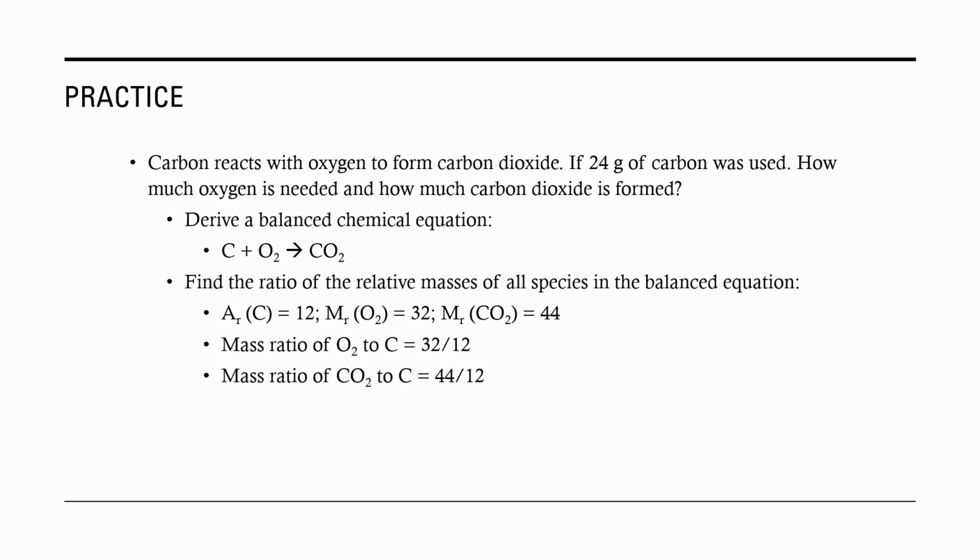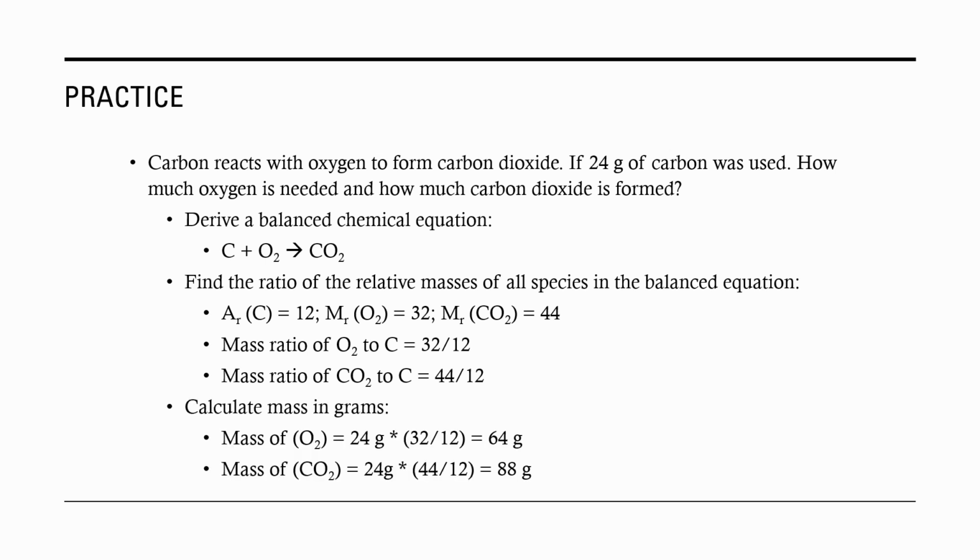And in this question, the species with the known mass is carbon. So we want all the mass ratios to be relative to carbon. So we can see that the mass of oxygen used is 32 over 12 times that of carbon. The mass of carbon dioxide produced is 44 divided by 12 times that of carbon.